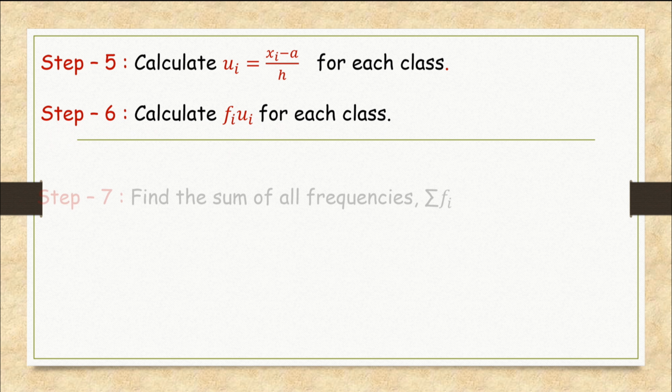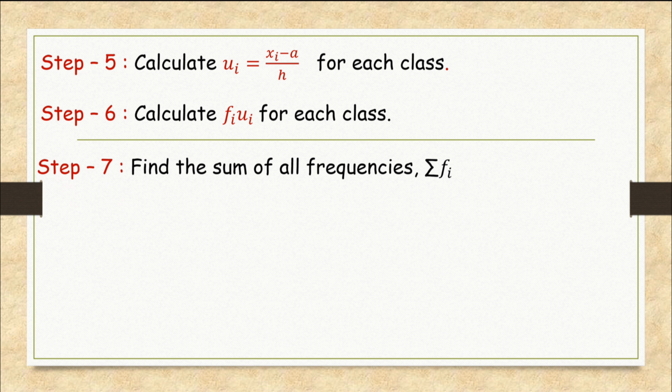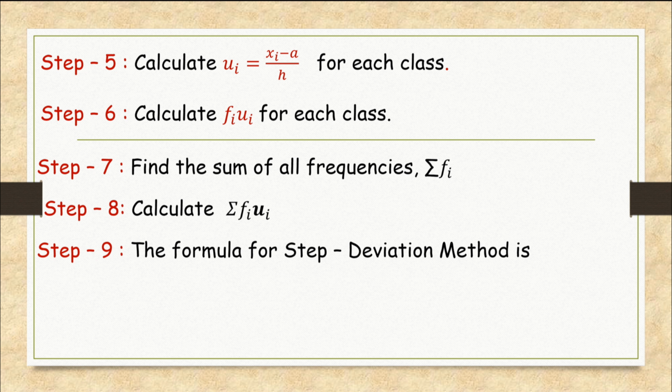Step 7. Find the sum of all frequencies, summation fi. This is the sum of all frequencies. The values in the frequency column are added together to get the total frequency. We can also denote it by capital N. Step 8. Calculate summation fi ui. This is the sum of the product of frequencies and ui column to get summation fi ui. Step 9. The formula for step deviation method is x bar is equal to a plus h into summation fi ui divided by summation fi.